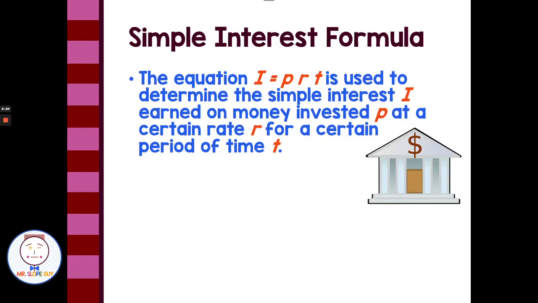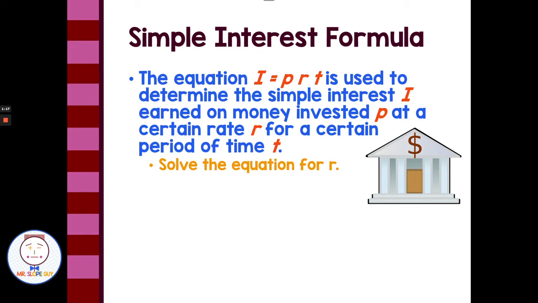So let's look at the simple interest formula. We have the equation I equals P times R times T, which is used to determine the simple interest I earned on money invested P at a certain rate R for a certain period of time T. Our rates are normally given as a decimal and time is in years. So we want to solve this equation for R.